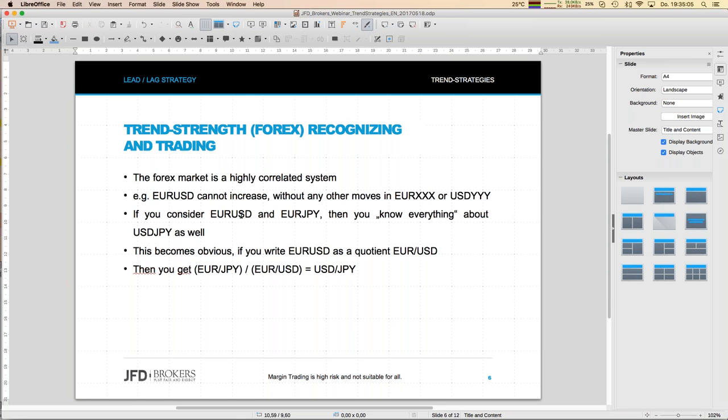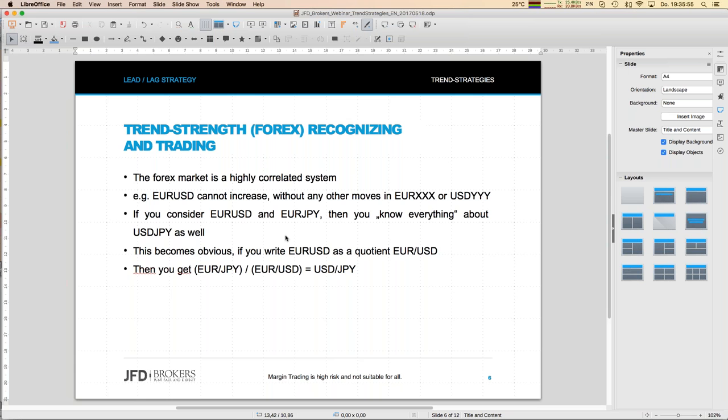show you once again what it means if we have those correlated markets. Think about you look at a chart of euro US dollar, and you look at another chart, euro Japanese yen. If you look at those two charts, then in principle you know everything about US dollar Japanese yen as well. Why? Quite easy. If you have the two values, or even the time series of those two values, which we name chart, if you have euro US dollar and euro Japanese yen, then you simply have to divide those two numbers, and then you get US dollar Japanese yen.